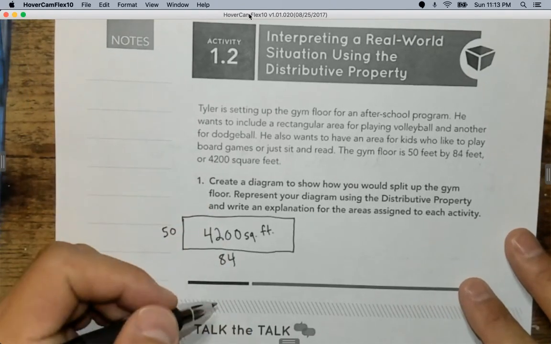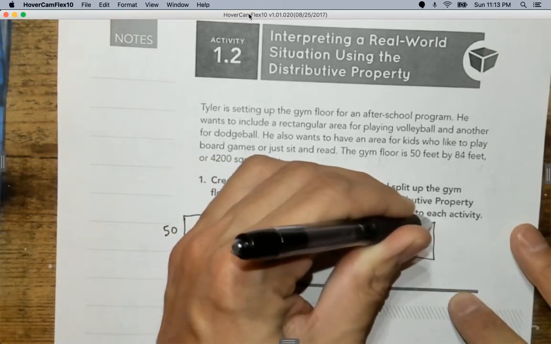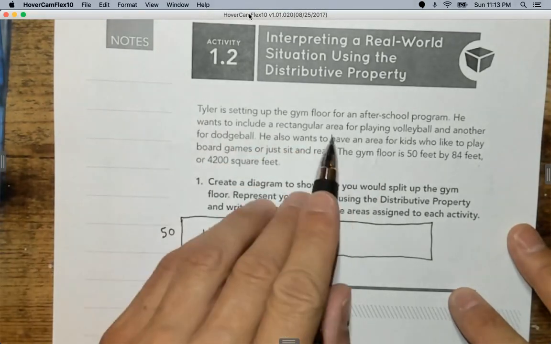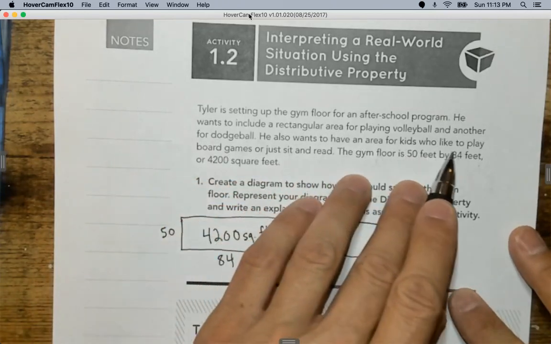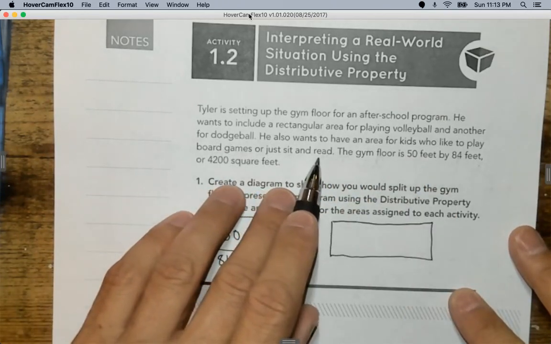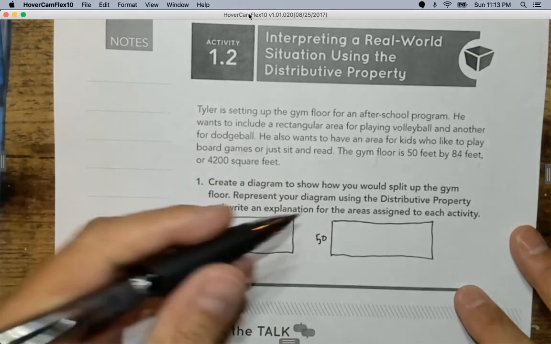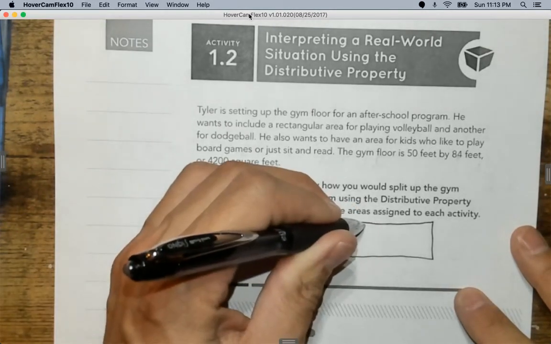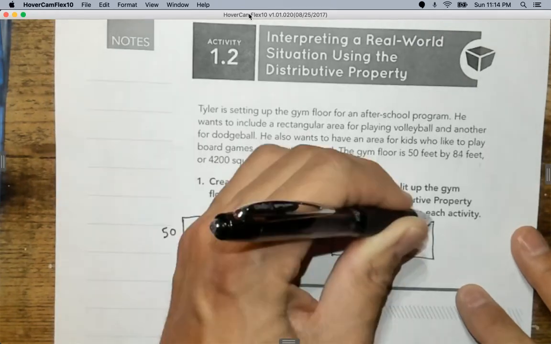Okay. So I would want to have it so we have our gym, and the after school program has to have an area for playing volleyball and another for dodgeball. He also wants to have an area for kids who like to play board games or just sit and read. Okay, so I'm going to keep this like this. And then I would think back to a lot of gyms that I have. I would probably want to make it so this is maybe 20, and you could choose whatever you want.